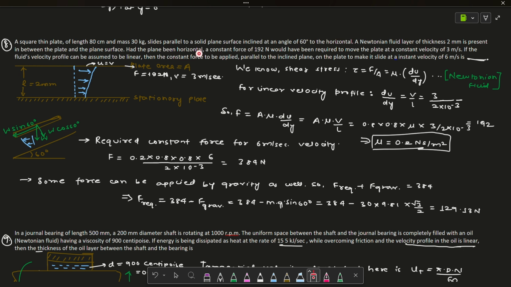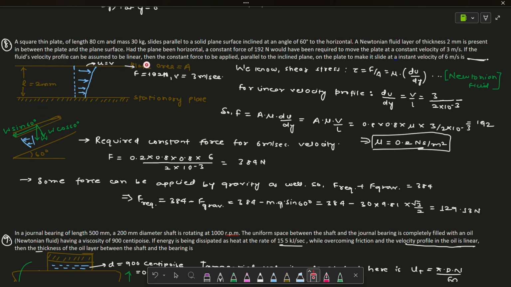Had the plane been horizontal, now the question is giving a condition like, if these plates are in a horizontal plane. The original question was given at an angle of 60 degree, but the question is mentioning an arbitrary condition where the plates are not at an angle, they are on a horizontal plane. So they are mentioning that if a constant force of 192 newton had been applied, it would move with a velocity of 3 meter per second. So these are the conditions given, the arbitrary condition, and the actual condition is 60 degree.